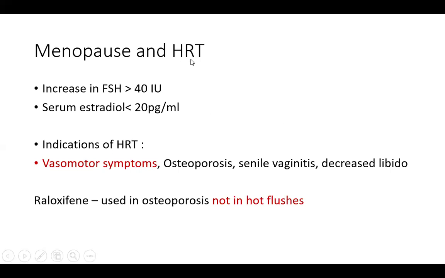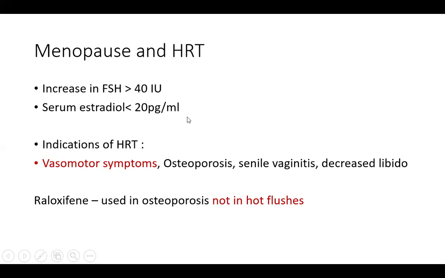Menopause and hormone replacement therapy. So menopause, we all know, is a permanent cessation of menstrual cycle by 1 year or 12 months. Here there is an increase in follicle stimulating hormone, which is more than or equal to 40, and serum estradiol is less than 20 picograms per ml.